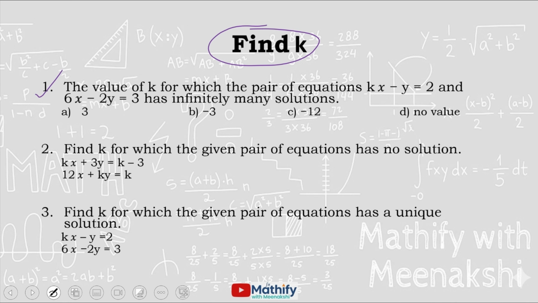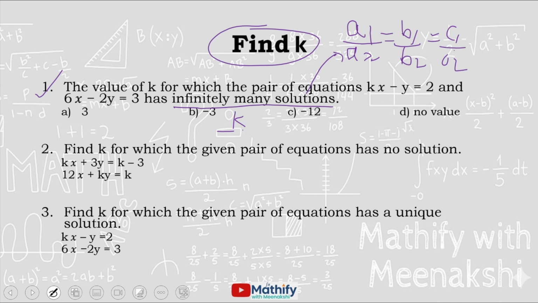First question: when the given pair of equations has infinitely many solutions. So first you should know the condition for infinitely many solutions. That is a1/a2 = b1/b2 = c1/c2. Now let's put the values here. What is a1 here? k. a2 is 6. b1/b2 is -1/-2 and c1/c2 is 2/3.